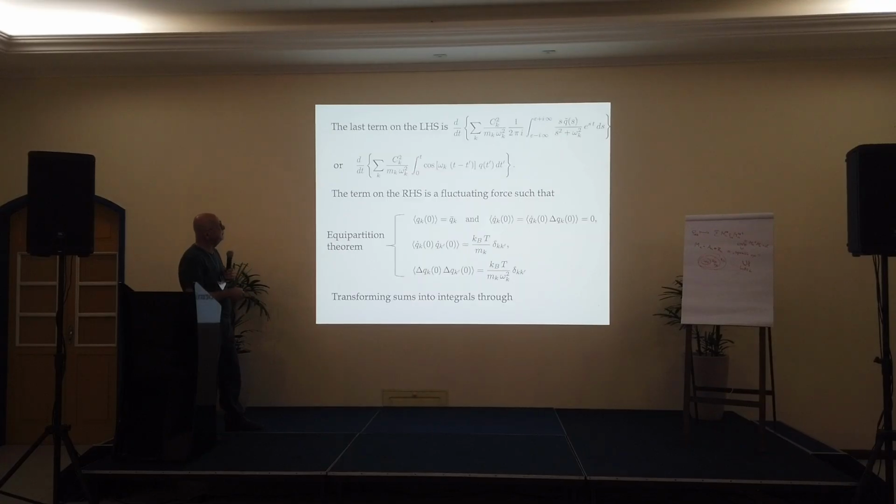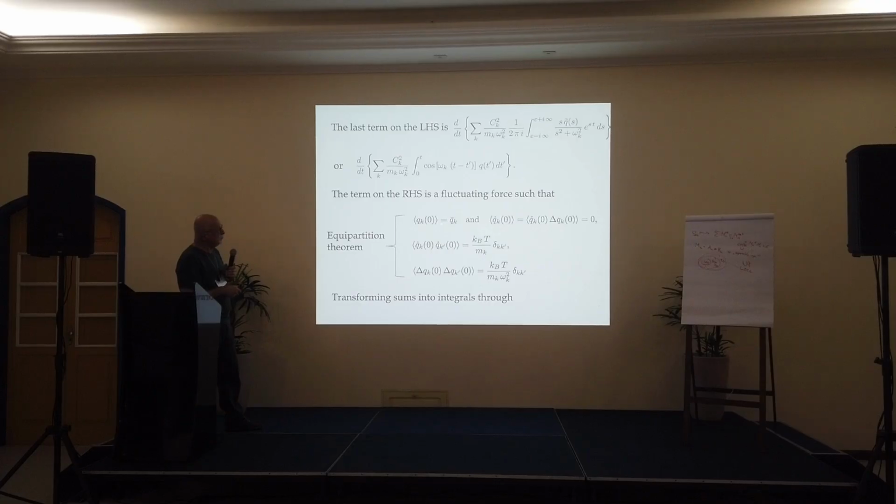And let's see what happens here. That term, the second one, can be written as a derivative of this sort of expression. And this is exactly the Laplace transform of a cosine. So this guy here is the Laplace transform of a convolution product. And that's the convolution product. So our term actually can be written as a time derivative of something like this.